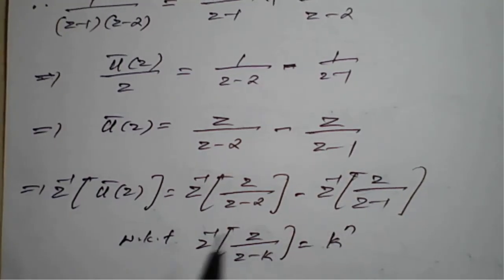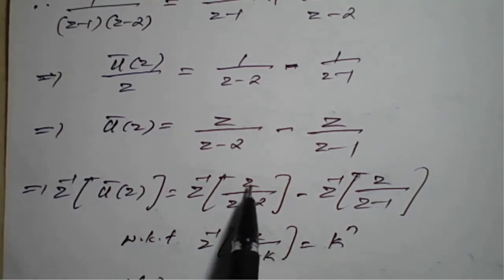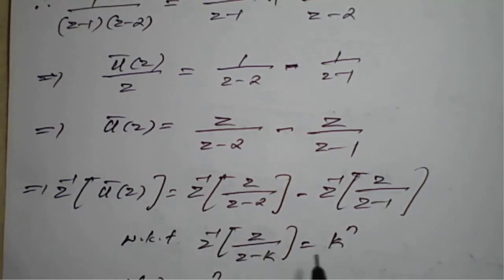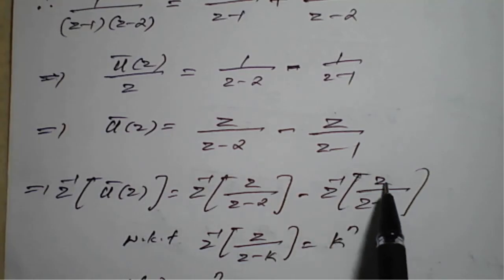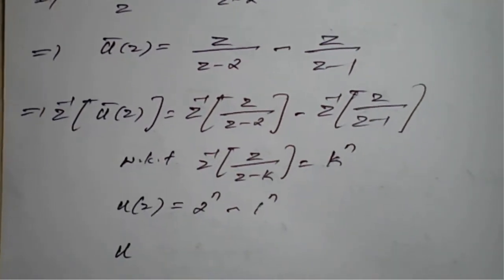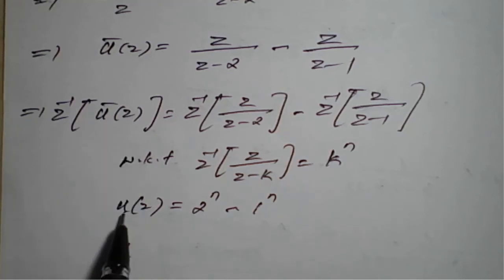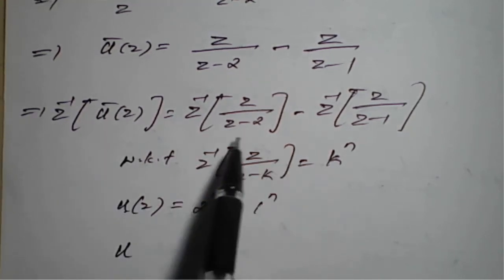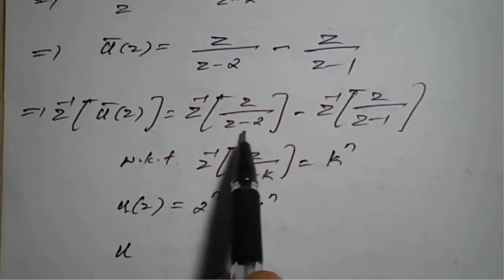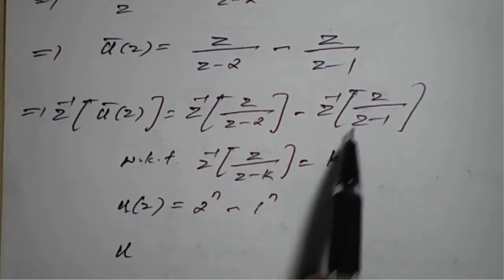We'll apply the same here. The z inverse of u dash of z is nothing but u(n), equal to, for the first one, z inverse of z divided by z minus 2 will become 2 raised to n, minus z inverse of z divided by z minus 1, which will become 1 raised to n. The z inverse of u dash of z will become u of z. If you apply this formula, z inverse of z upon z minus k is equal to k raised to n in both the terms, here the k value is 2, so the first term answer will be 2 raised to n, and the second term answer will be 1 raised to n.